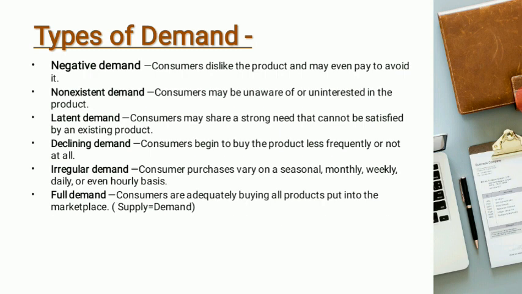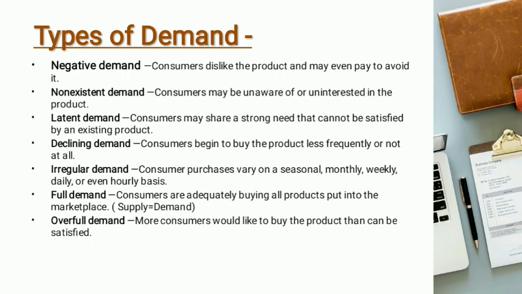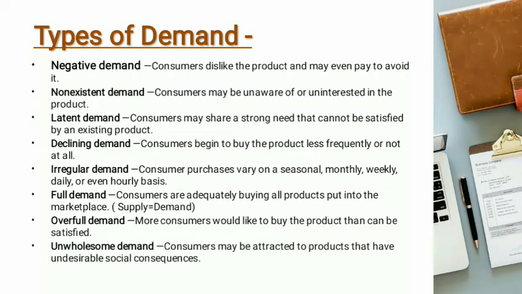Like in any flash sale, the supply and demand are equal. Next is overfull demand, where more consumers would like to buy the product than can be satisfied. That is called overfull demand. The demand is more than the supply, like electric energy. Next is unwholesome demand, where consumers may be attracted to products that have undesirable social consequences. Those are called unwholesome demand. For example, drugs and cigarettes.